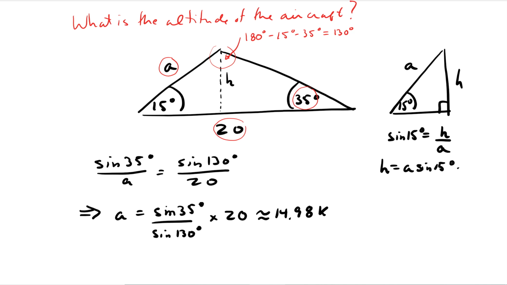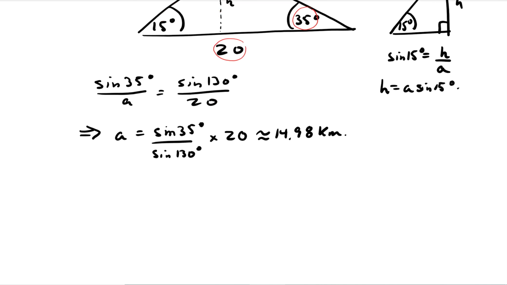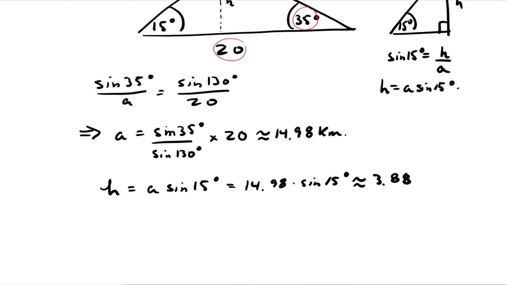If I calculate this, I get 14.98 kilometers. So I know that the first radar is 14.98 kilometers away from the airplane. And then the height is just A sine of 15 degrees. So this is 14.98 times the sine of 15 degrees, and that's approximately 3.88 kilometers. So this is how high the airplane is.